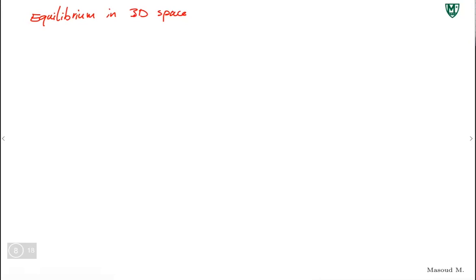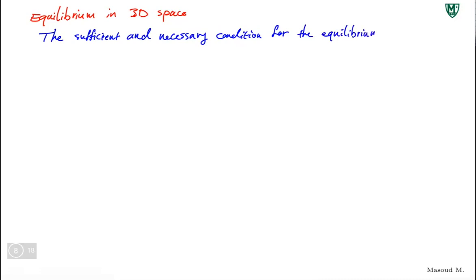Similar to what we said for two-dimensional space, I'll just write one sentence here. The sufficient and necessary condition for the equilibrium of an object is that the summation of forces applied to it should be 0.